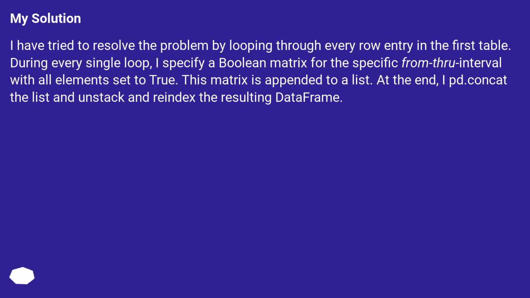My solution. I have tried to resolve the problem by looping through every row entry in the first table. During every single loop, I specify a Boolean matrix for the specific from-through interval with all elements set to true. This matrix is appended to a list. At the end, I pd.concat the list and unstack and reindex the resulting data frame.